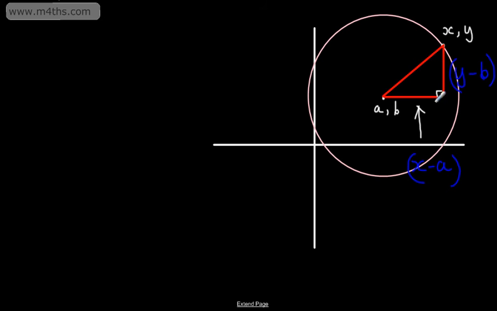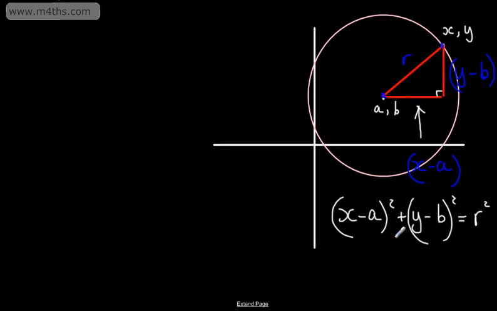So going back to Pythagoras, this length squared plus this length squared is equal to this length squared. So this here is the radius, that's the length just here. So we can say from this, using basic Pythagoras theorem, that x minus a all squared plus y minus b all squared is equal to the radius squared.